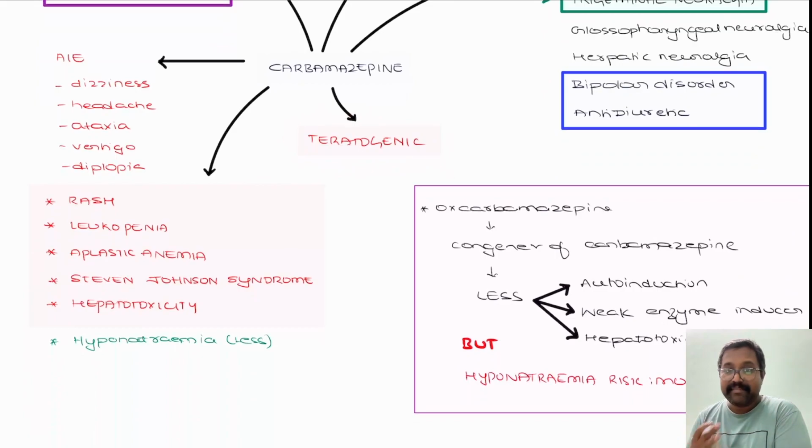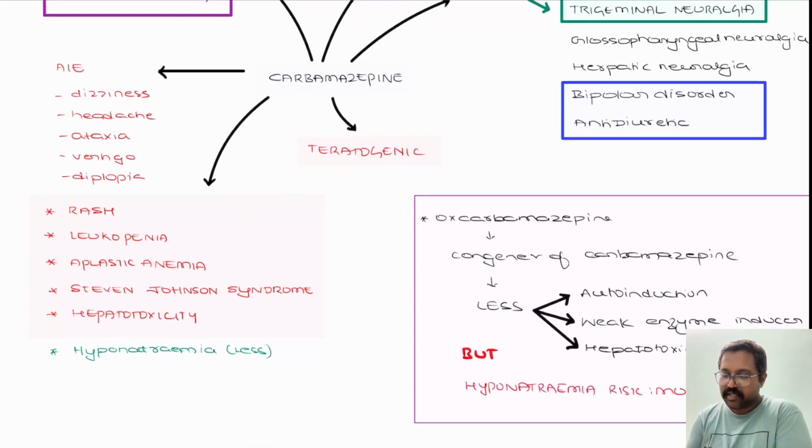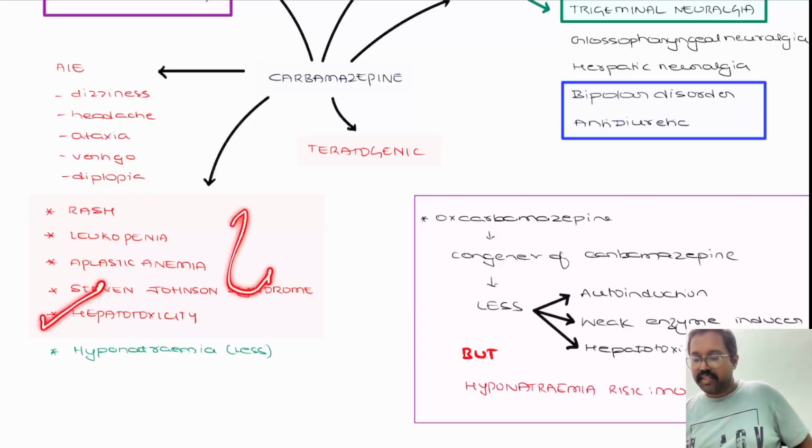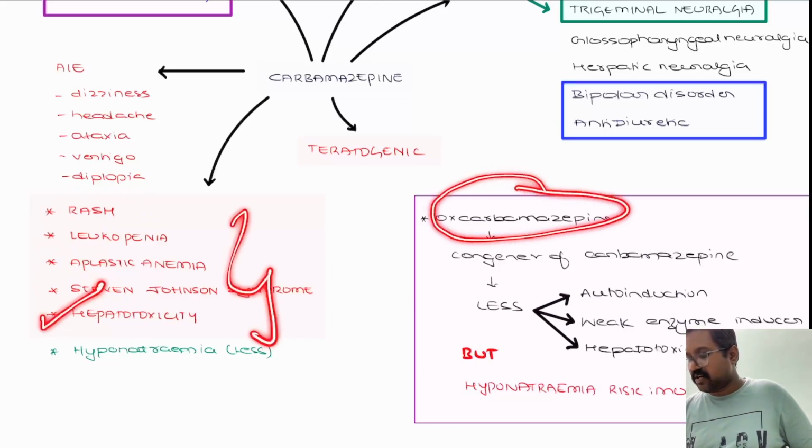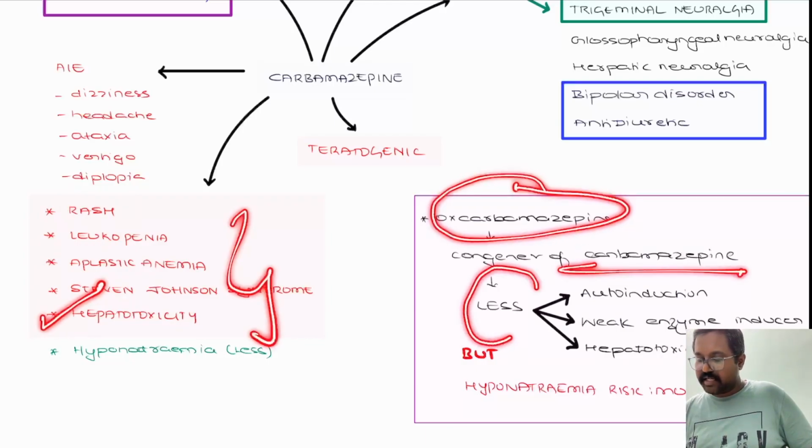So what are the side effects of carbamazepine? It can cause CNS-related side effects like dizziness, headache, ataxia, vertigo, and diplopia. And there is a high risk of formation of rashes, leukopenia, aplastic anemia, Stevens-Johnson syndrome, and hepatotoxicity. All these side effects are less with oxcarbazepine, which is a congener of carbamazepine, and it has less chance of autoinduction, weak enzyme-inducing capacity, and hepatotoxicity.